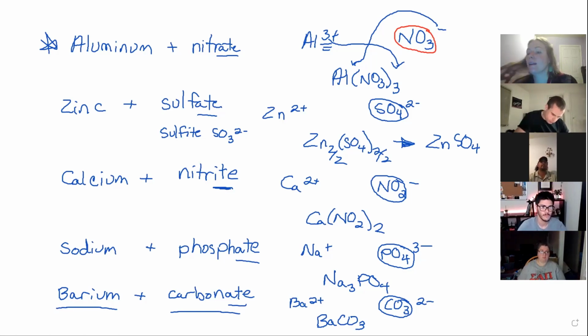Any questions on naming with a polyatomic ion? Or not naming, writing a formula with a polyatomic ion? Again, we haven't talked about the transition metals yet. We'll kind of leave that.